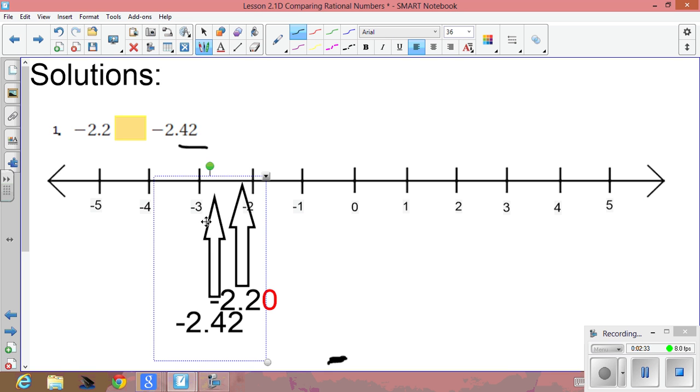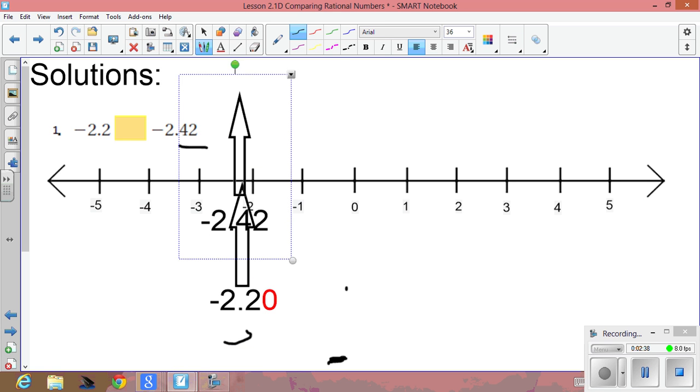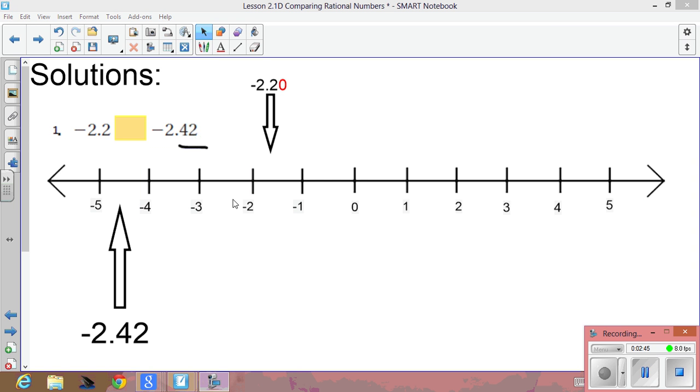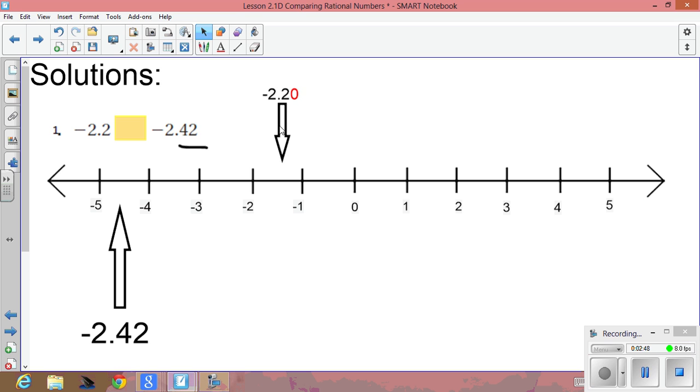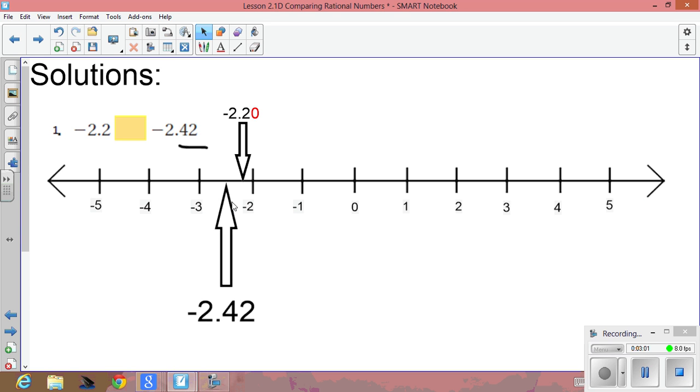Okay, so let's see if I can flip this just to get it out of the way. So here we are, negative 2 and 2/10. That's between 2 and 3, so it will be somewhere about here. And negative 2 and 4/10 is almost a half. So if this is the halfway mark, it's going to be a little less, so about here. So which one of these two numbers is closer to 0? And hopefully we're saying negative 2 and 2/10.